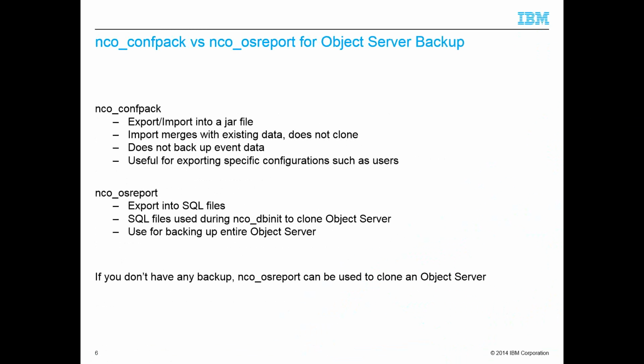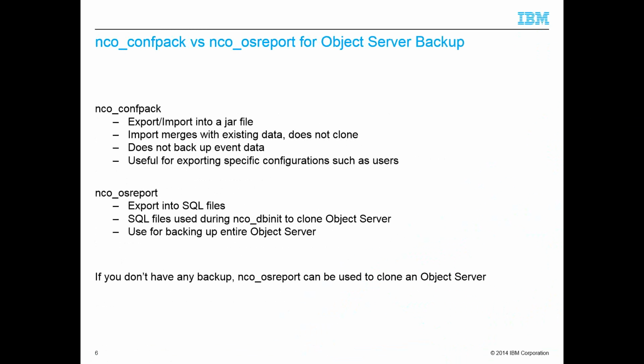backups. So first there's two methods that you can do an export of the object server, and you could use these to back up the object server as well. And those are NCO Compact and NCO OS report. I just wanted to talk about some of the differences between them. Why would you look at using one versus the other? They both have their own use cases, so it depends on what you're going to be using them for.